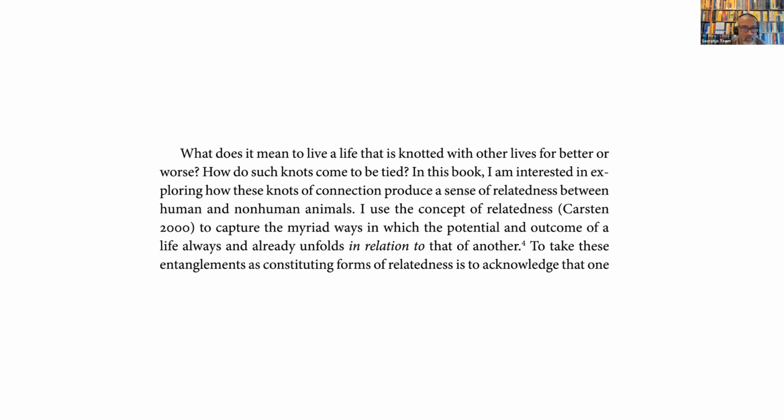In this book, I'm interested in exploring how these knots of connection produce a sense of relatedness between human and non-human animals. I use the concept of relatedness to capture the myriad ways in which the potential and outcome of a life always and already unfolds in relation to that of another. To take these entanglements as constituting forms of relatedness is to acknowledge, and then she goes on to say other things. But basically, what she's saying is, building on top of Kohn, who starts with that act of mutual recognition, through that recognition you also may arrive at the fact that we are related to one another, right? That through our mutual acts of recognition, we make each other's worlds, right? That our entanglements constitute forms of relatedness.